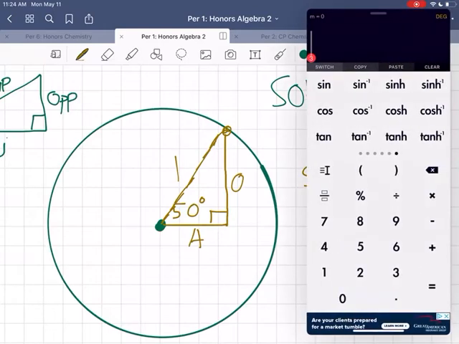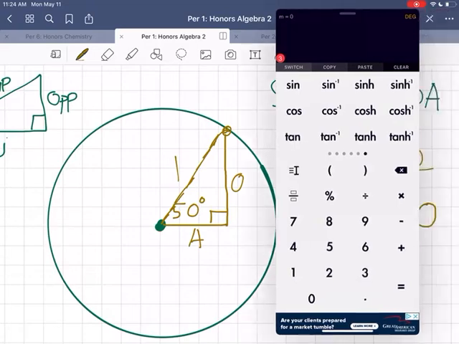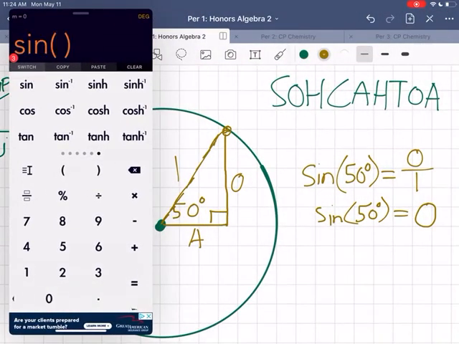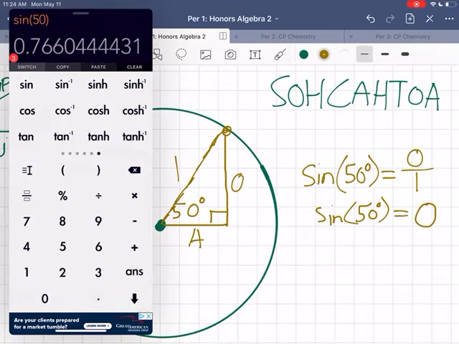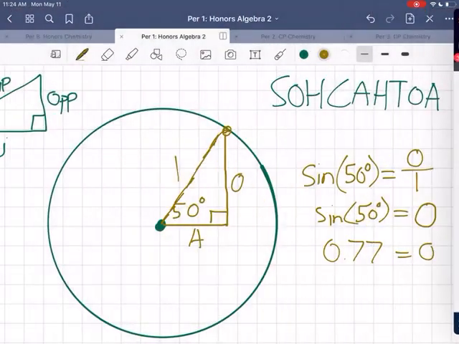Now I'll pull up my calculator. Make sure that you are in degrees. I'm in degrees, as you can see in the top right hand corner. The sine of 50 degrees is 0.7, and I'm going to round that to 0.77. What does that value represent? That is the length here of our O, and that makes sense.